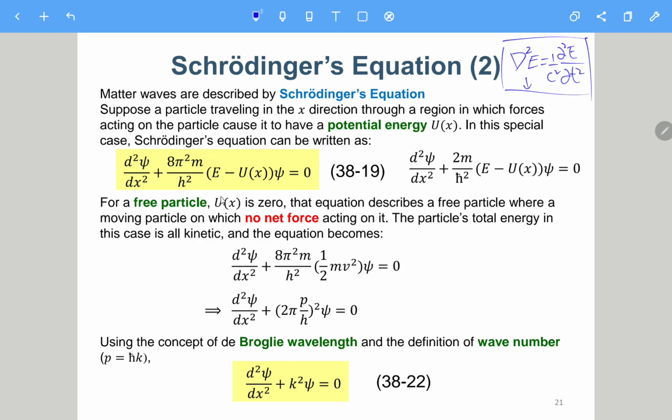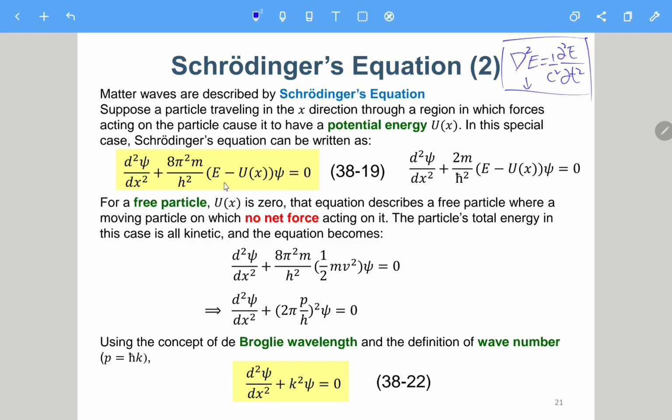Okay, so here we have another term. So we have something like the constant. 8 is a constant, pi is a constant, m is the mass of the particle. So for a specific particle, it is a constant. This is a Planck constant, of course. So we have this term multiplied by this one.